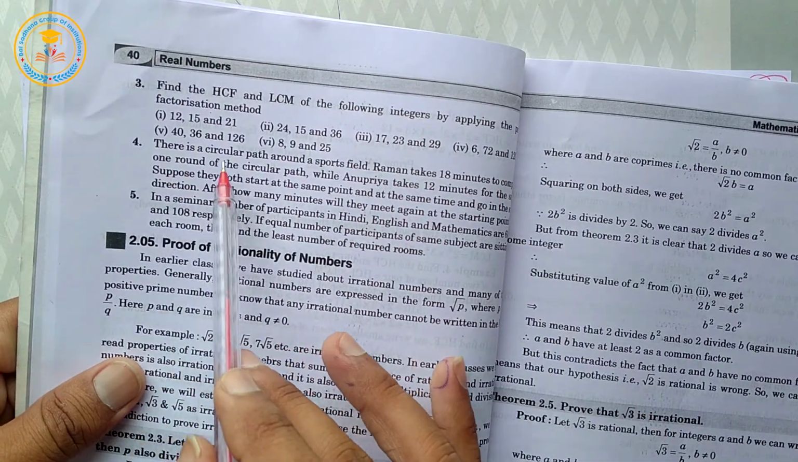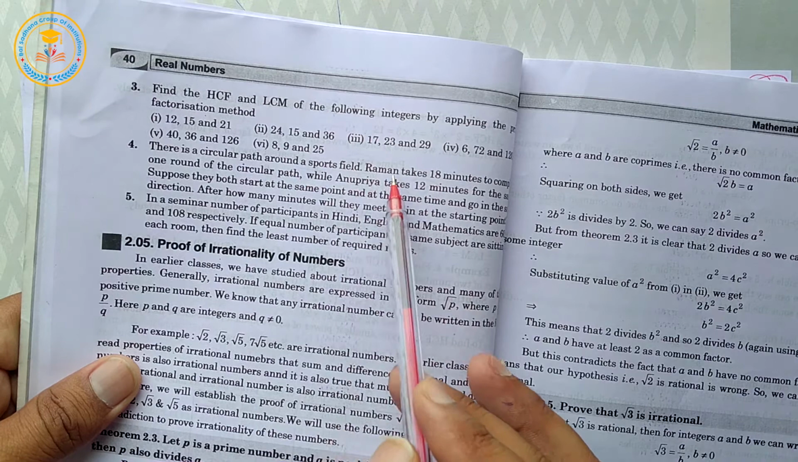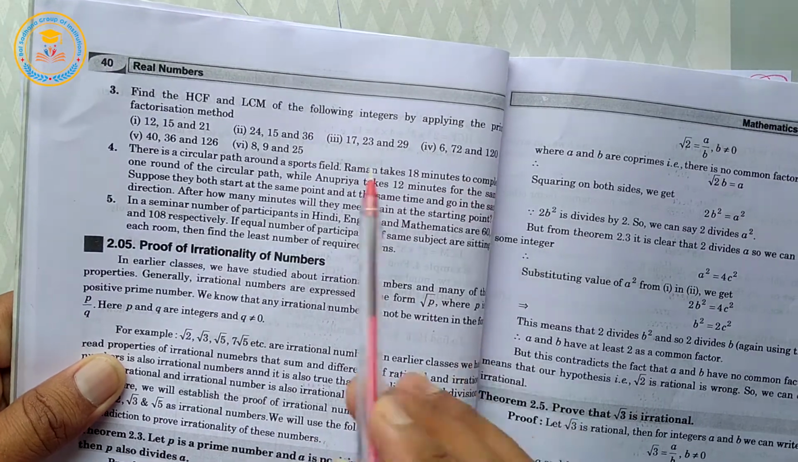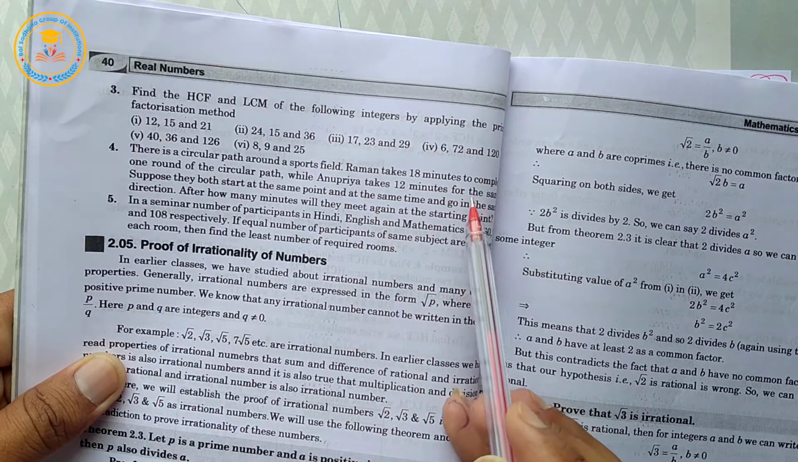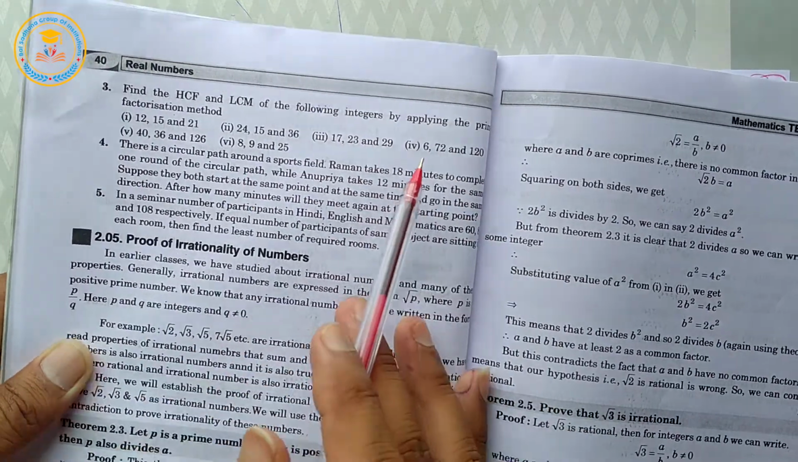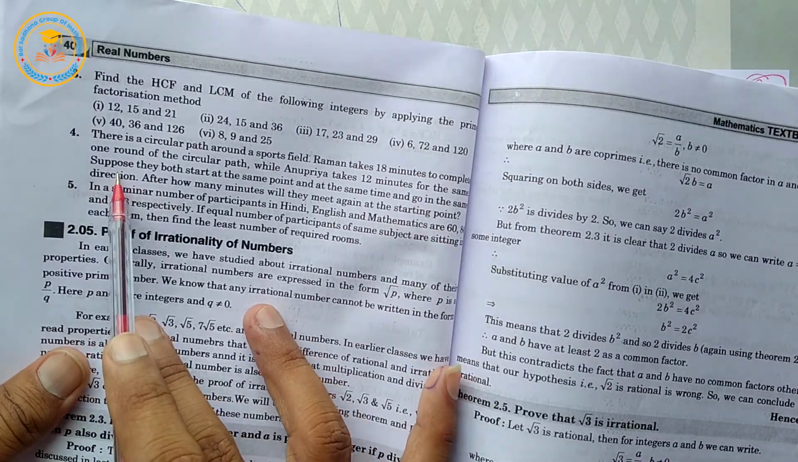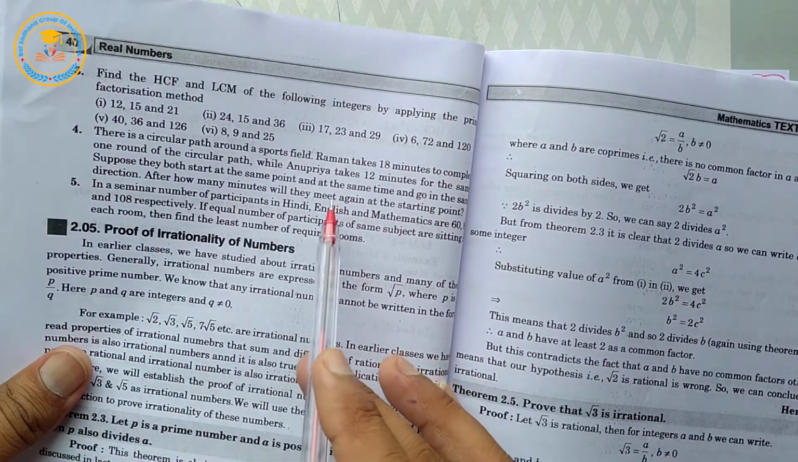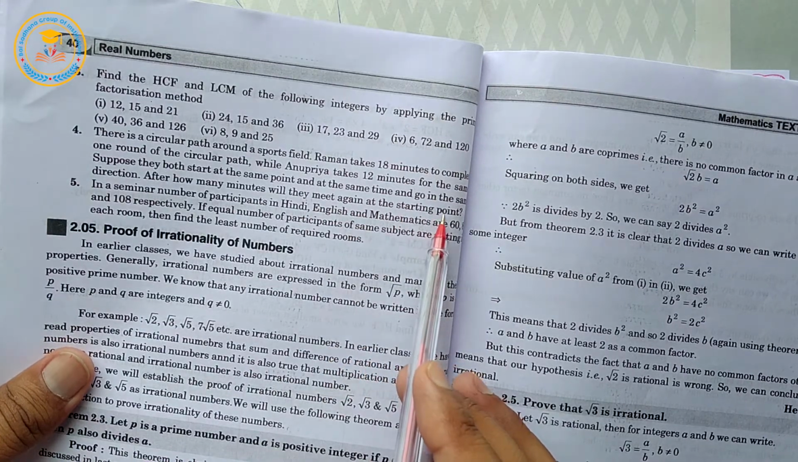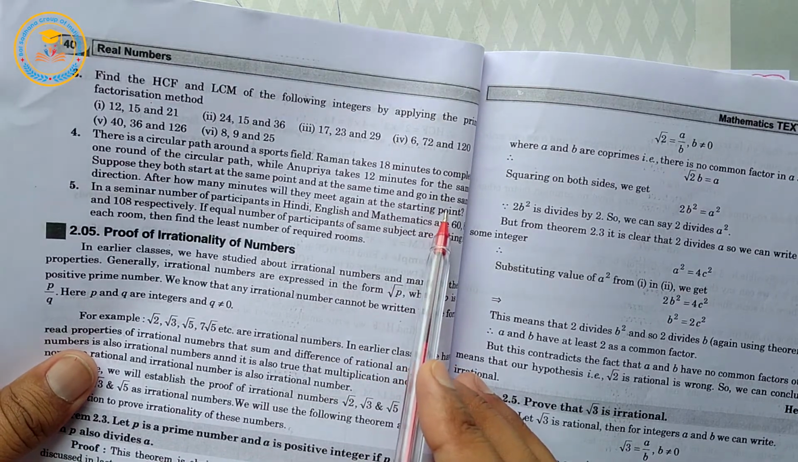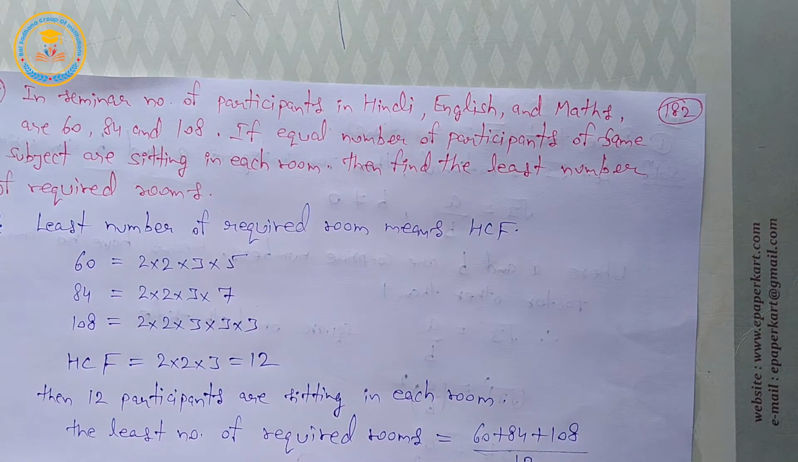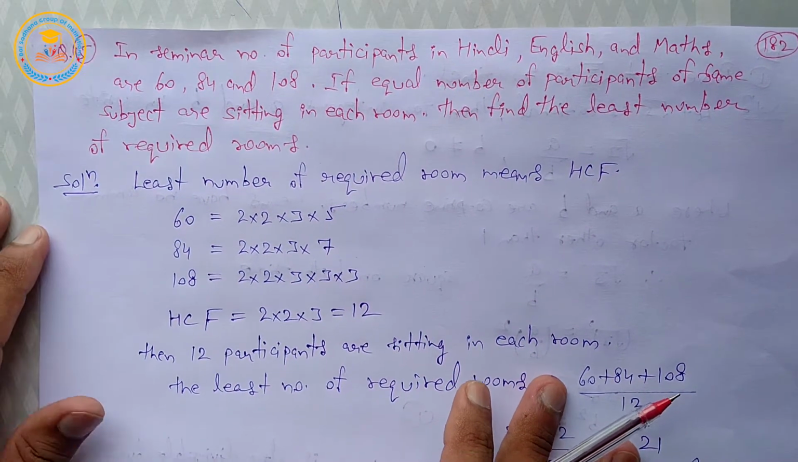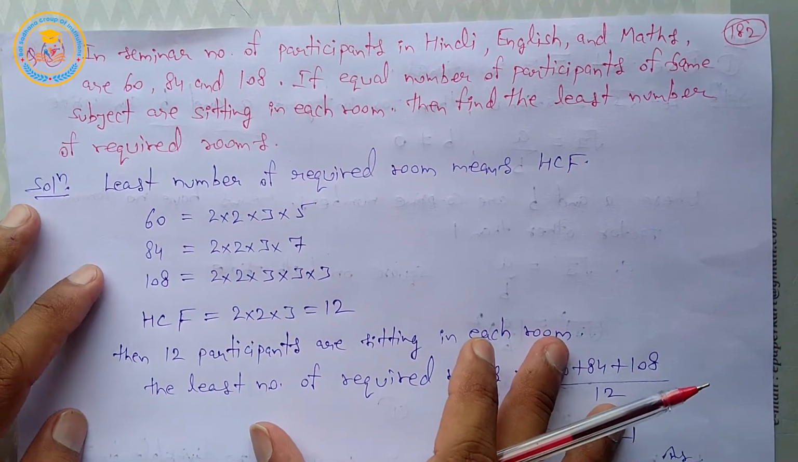Question 4. There is a circular path around a sports field. Raman takes 18 minutes to complete one round, while Anupriya takes 12 minutes, in the same direction. After how much time will they meet again at the starting point? So find the LCM. Okay, only find the LCM of 12 and 18.